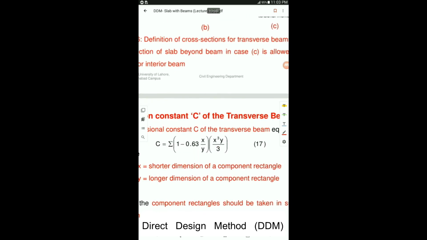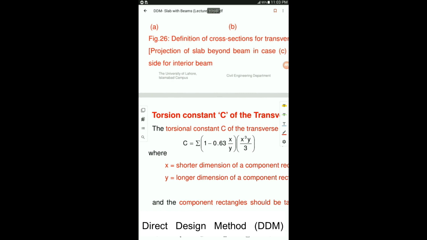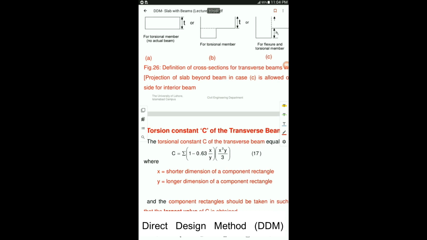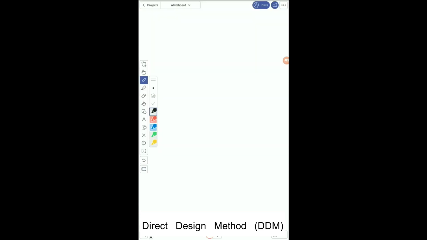The formula to calculate this torsional constant C is this, where x is the shorter dimension of the component rectangles and y is the longer dimension. So I'll explain the concept of what a component rectangle is here. For example, we have a T-beam here.